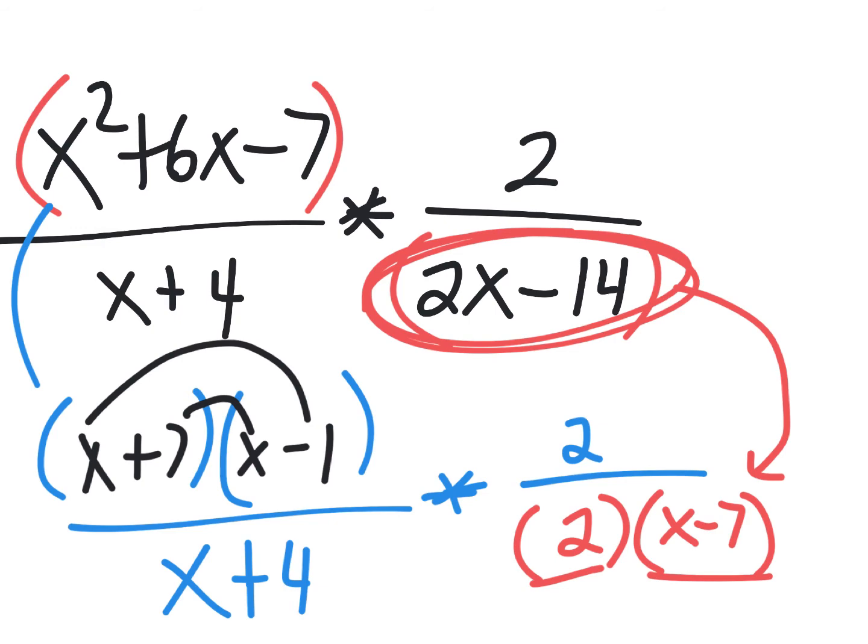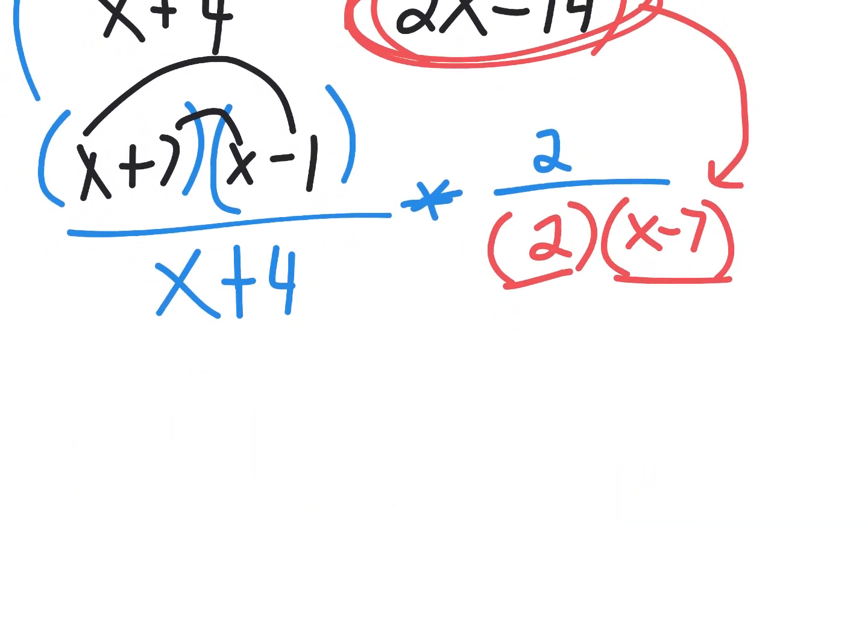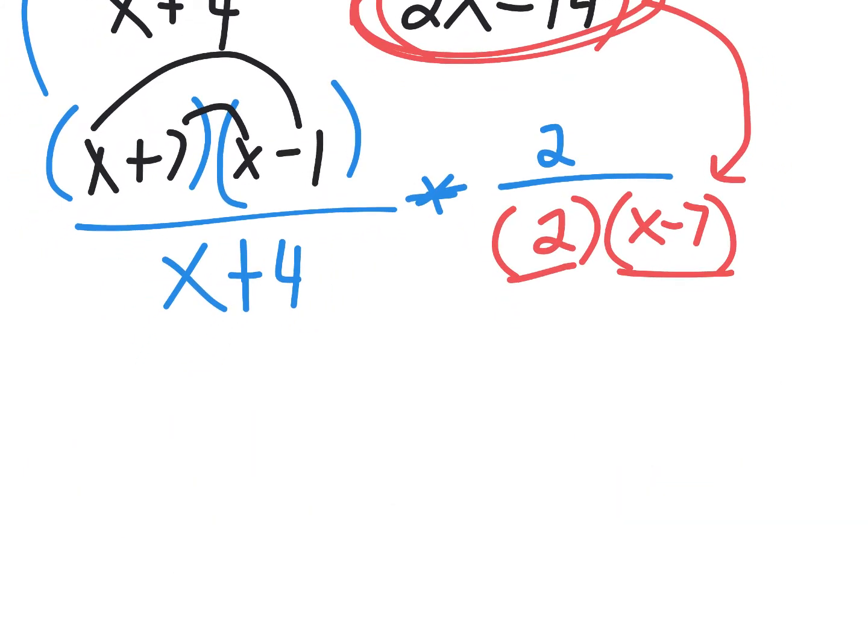Now that it's all factored, what cancels? Taylor, what cancels? See anything where there's something on the top and something on the bottom that are the same?